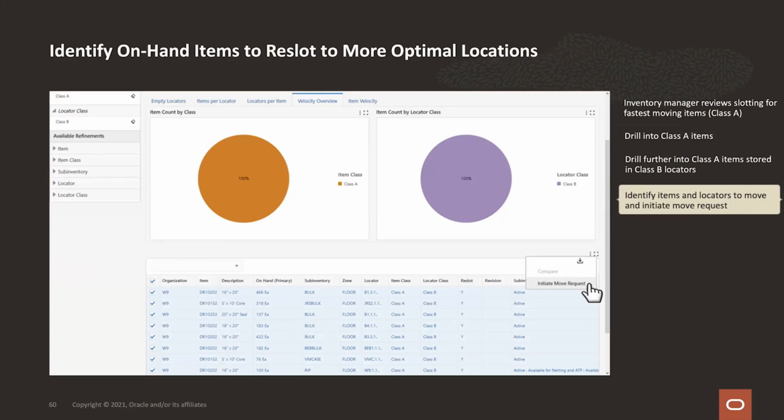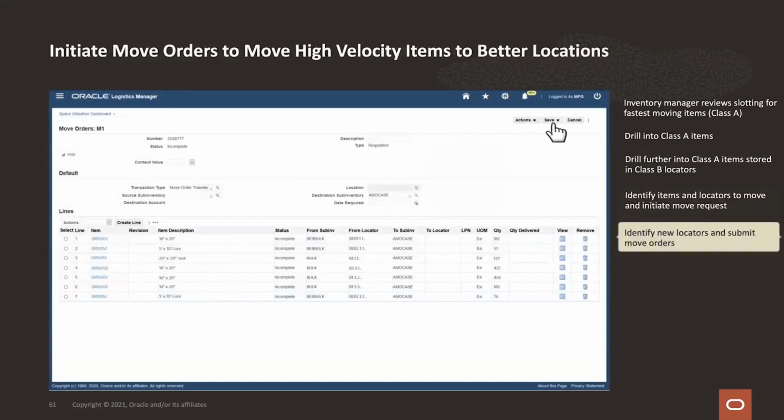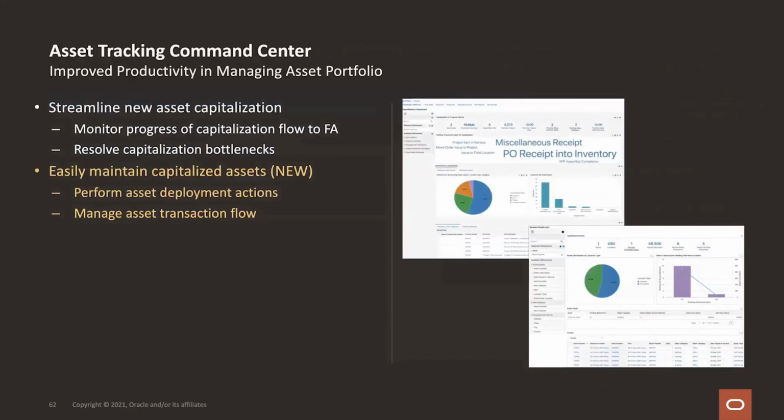Now, in the earlier part of the demo, we freed up some locators by consolidating. And now we want to move some of the things that were over in the Class B storage into those locators. And we can do that by initiating the move request here. Just like before, it takes those over to a transaction screen, and you set up the move order and save that. And now you've got all your Class A items in Class A locators.